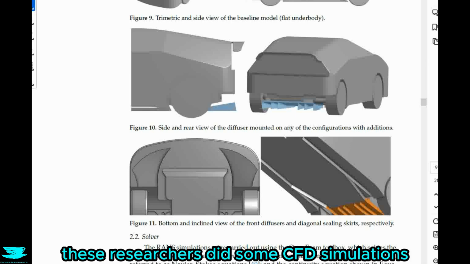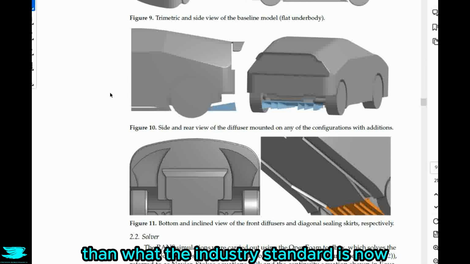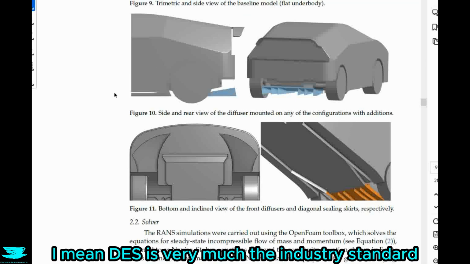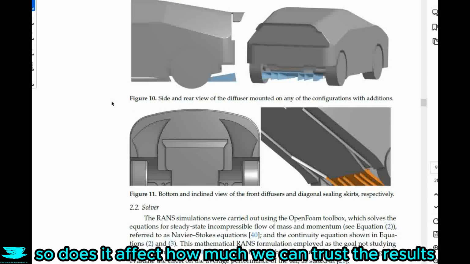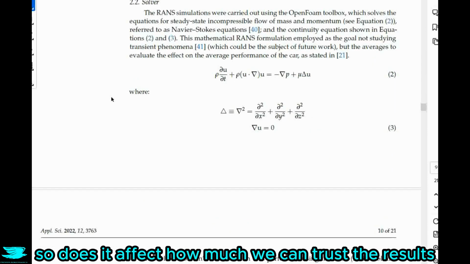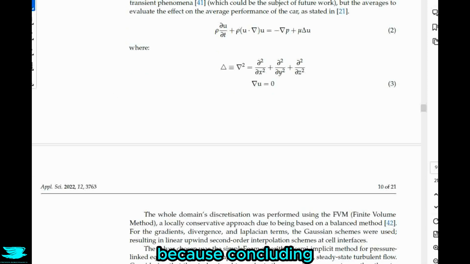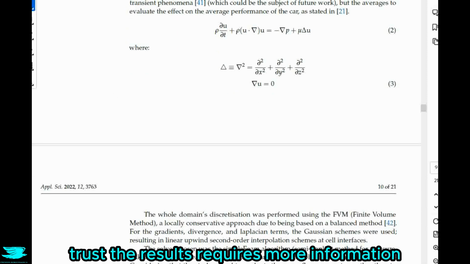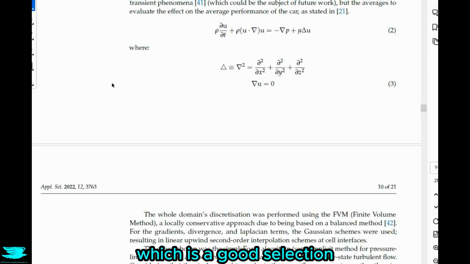To investigate this, these researchers did some CFD simulations. They ran them in RANS, which is lower in terms of quality than what the industry standard is now. I mean, DES is very much the industry standard, and even IDDES for that matter. So does that affect how much we can trust the results? Well, yes, it does. But let's go further into the CFD setup, because concluding how much we can trust the results requires more information. So they used the k-omega SST turbulence model, which is a good selection.